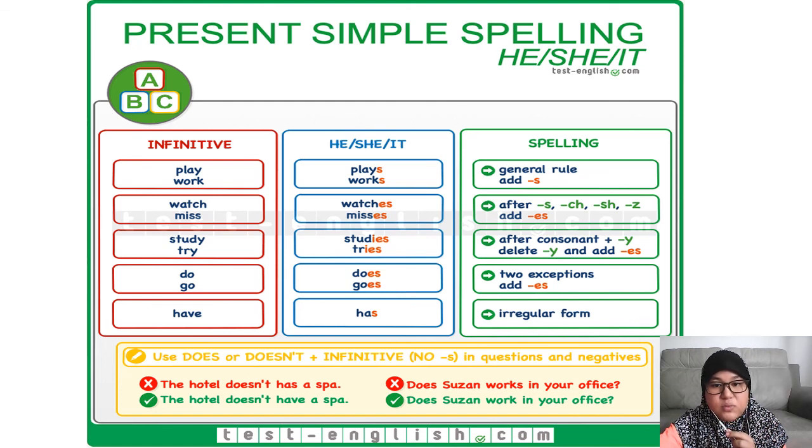Okay, does Susan works in your office? Wrong. Okay, you cannot put s. Okay, so it become does Susan work in your office? Okay, it is correct. Okay, senang kata, kalau nak letak does, doesn't ataupun buat soalan, you need to use the infinitive, perkataan yang asal. You cannot put s, you cannot put es, you cannot put ies and so on. Alright?